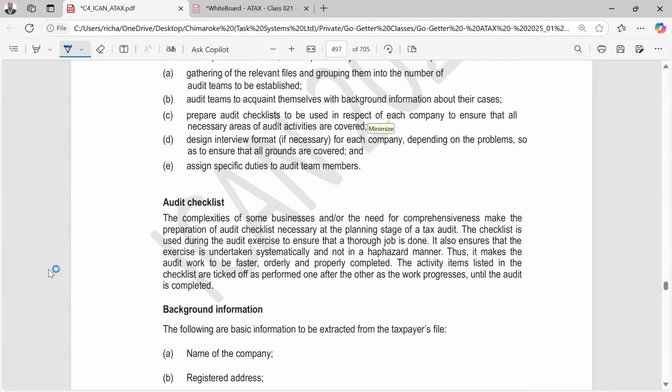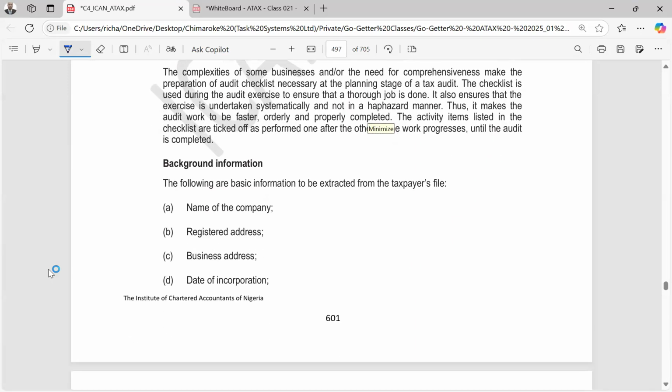Now, looking at audit checklist, the complexity of some businesses warrants the need to be comprehensive when making audits. And the way to make a comprehensive audit without missing anything is when you have a checklist prepared in advance. So if there's a checklist, you will all be ticking the boxes to ensure that you have completed the audit. That is the work of audit checklist.